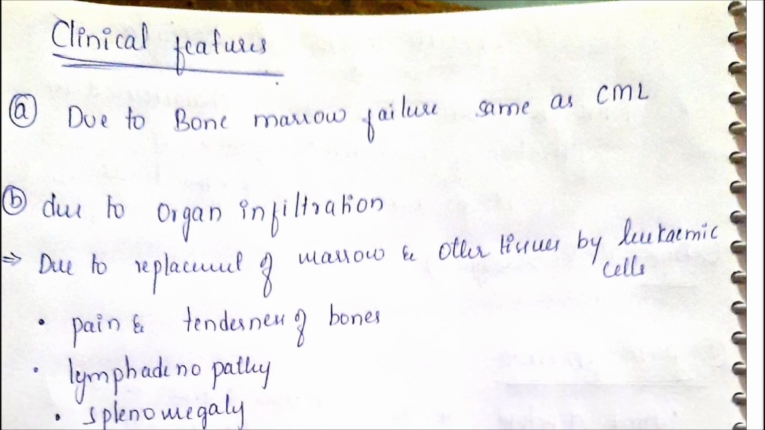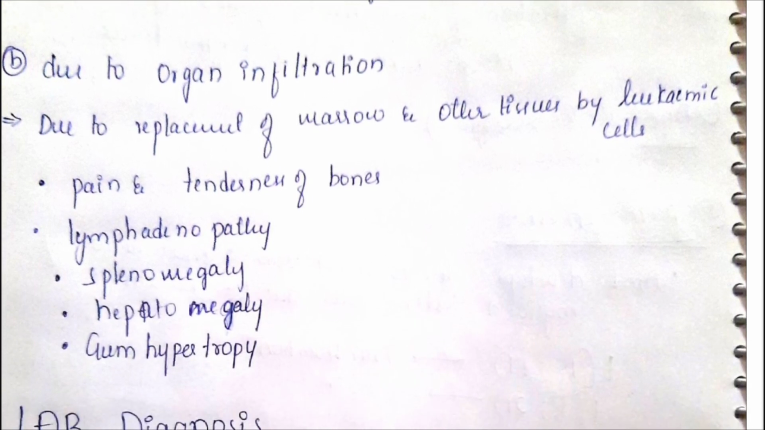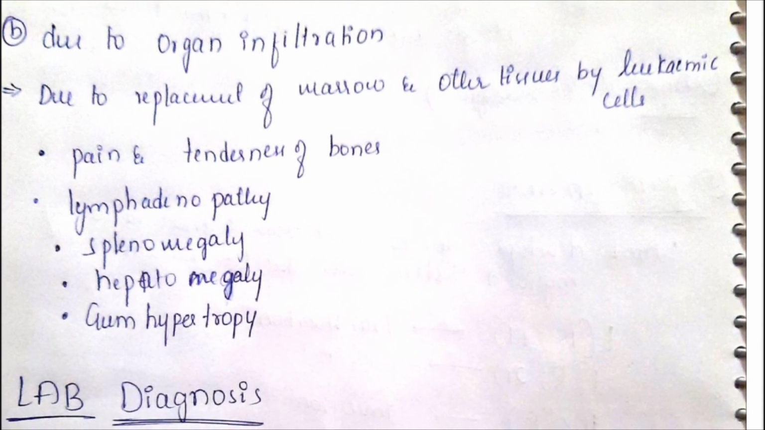Next, clinical features of acute myeloid leukemia are: due to bone marrow failure, it is the same as that of chronic myeloid leukemia. There will be myeloid proliferation in the bone marrow. Due to organ infiltration, there is replacement of the marrow and other tissues by the leukemic cells. There will be pain and tenderness of the bones, lymphadenopathy, splenomegaly, hepatomegaly, and gum hypertrophy in acute myeloid leukemia.